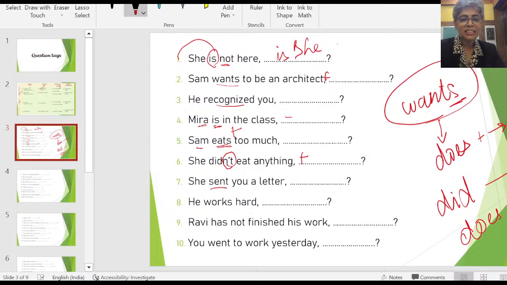She sent you a letter. Now, sent does not have a has, no ing, so this is the simple tense and it is in the past tense. So, did will come with a negative, right? This is a positive, so did plus negative. Didn't she? Clear?